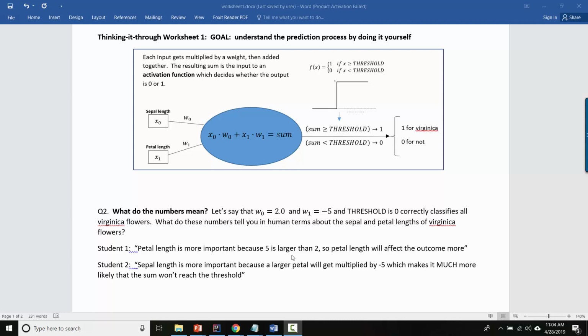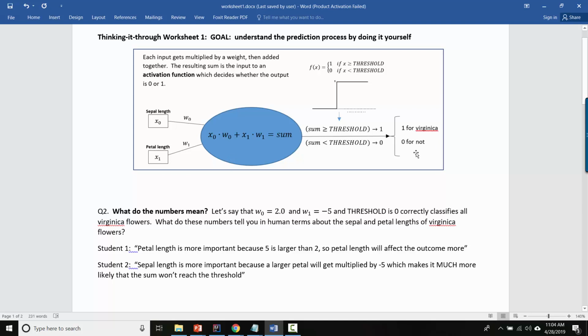So what that means is that the petal length is going to affect the outcome of the sum more. And then another student disagreed, and they said, no, sepal length is more important, because a larger petal means that you're going to have a much smaller sum, because it's getting multiplied by this large negative number. So that makes it a lot more likely that it won't reach the threshold and will be predicted not Virginica.